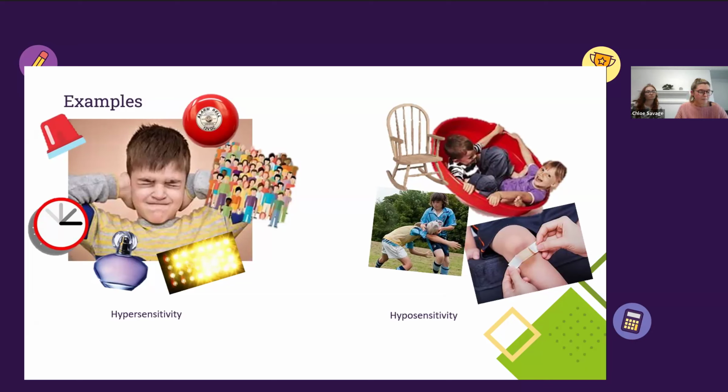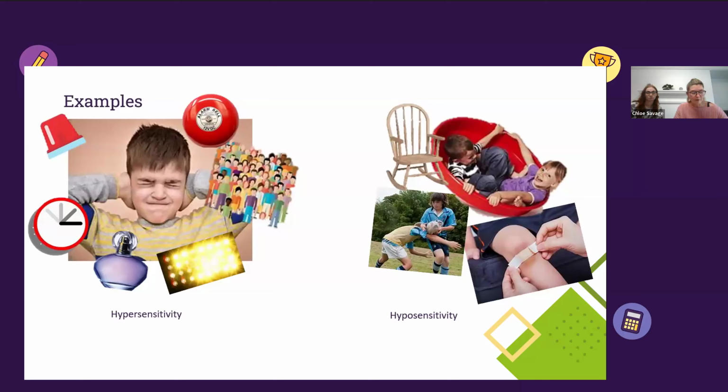Another example is strong smells or bright lights, and any of these senses may cause the sensory system to overreact, because they also may be linked to past traumatic experiences. So the child's brain can associate even neutral things with a feeling of threat or fear that they've felt in the past, if there's some relation between that sensory input and something that happened to them previously.